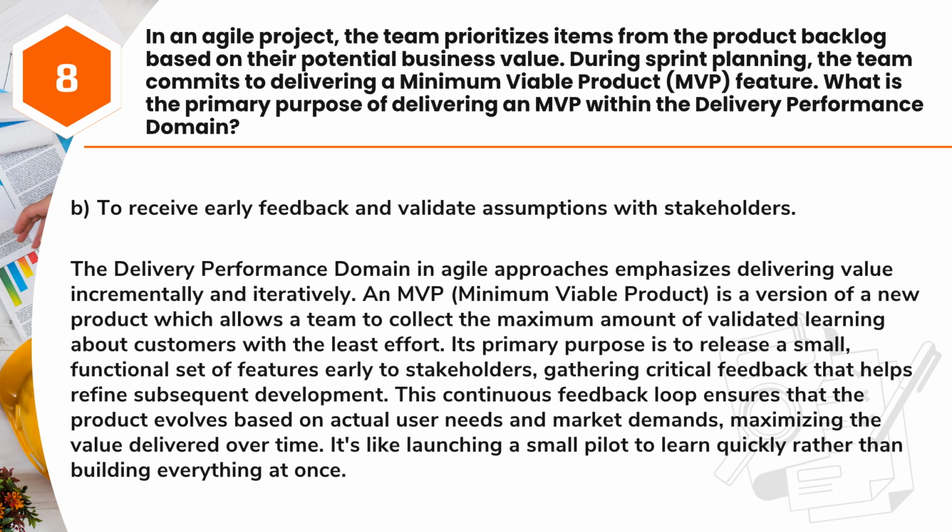Answer: B. To receive early feedback and validate assumptions with stakeholders. The delivery performance domain in Agile approaches emphasizes delivering value incrementally and iteratively. An MVP, minimum viable product, is a version of a new product which allows a team to collect the maximum amount of validated learning about customers with the least effort.